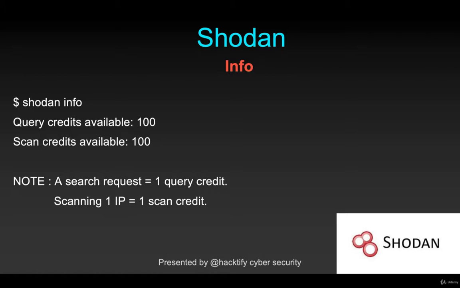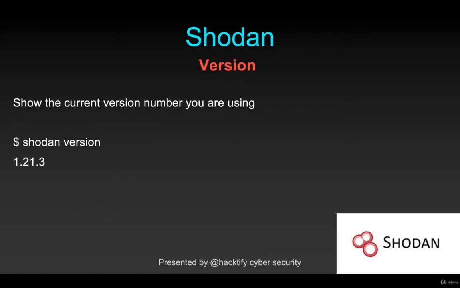A quick workaround is to just create a new account and then you can again use these credits. So make sure you are on the latest version of the Shodan CLI that you have installed. The command to do that is shodan space version and you will be able to see that you are on the latest version.